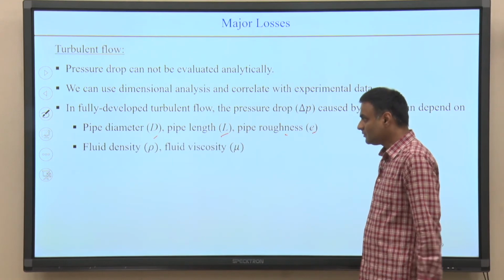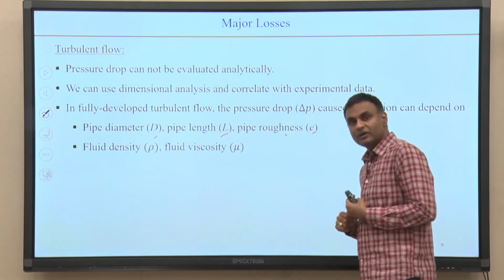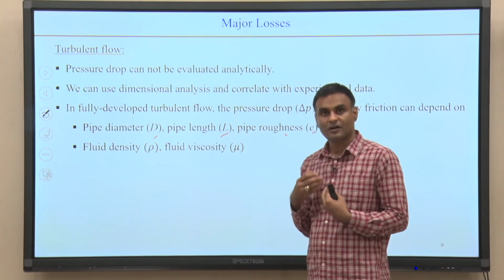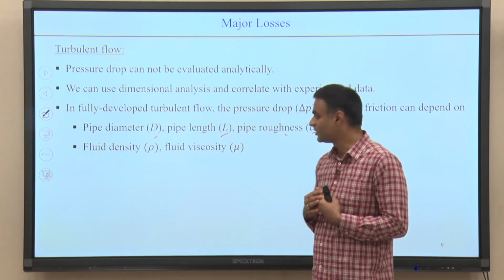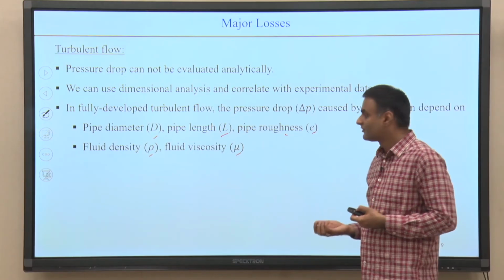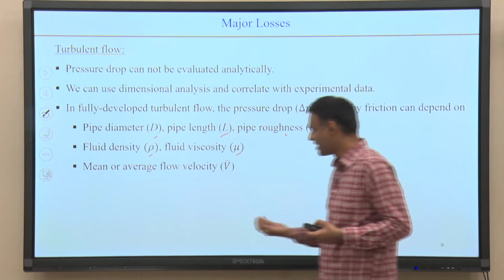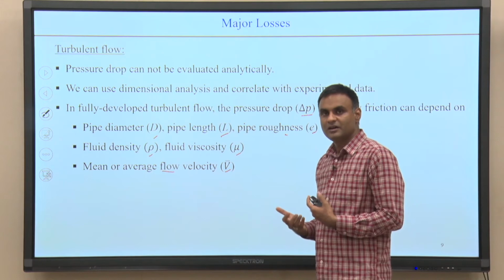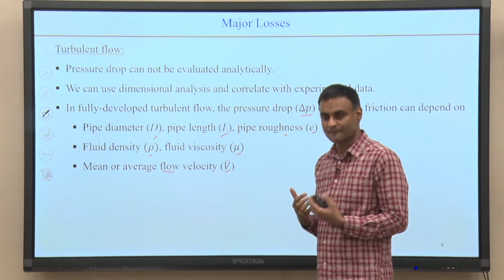Now, it will also depend on the properties of the fluid that is being used. So, it may depend on the viscosity of the fluid, and it will depend on the density of the fluid. So, rho and mu come into the picture, and then it will depend on the flow velocity. If we take a mean or average flow velocity, let us say V bar. So, now we have that delta P is a function of all these 6 quantities, and we can group them in dimensionless groups.